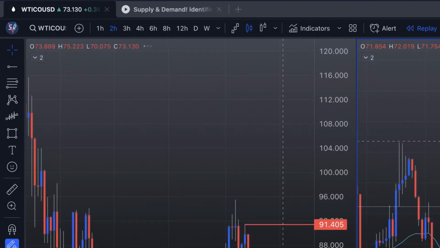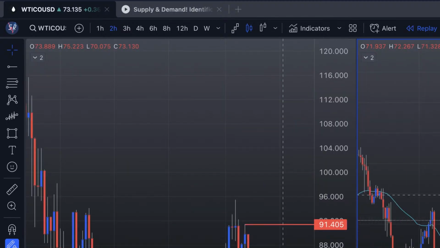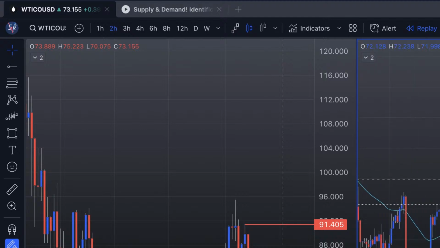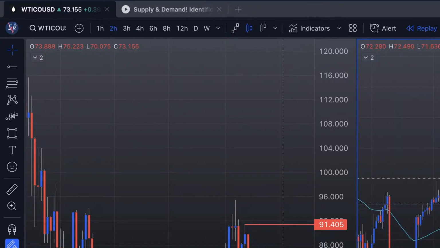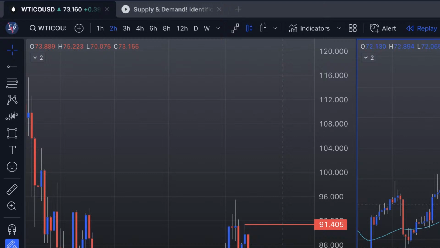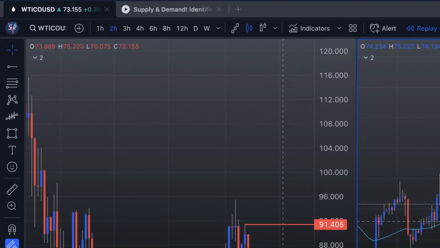Oil. Take a look at oil. Another one that I don't trade from my Oanda account. But if I did trade futures, I would. So oil. Okay, first fresh demand zone we see, right there. That's the first fresh demand zone we see. Pretty awesome because we got an average that's right in there.